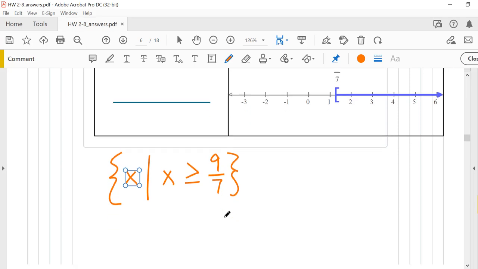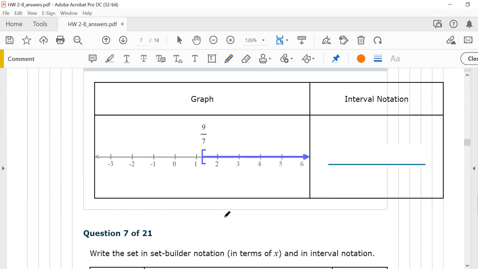In interval notation, notice that this is a bracket, so I'm going to start on the left with a bracket at 9/7, comma, and I want to go way out here to infinity. Infinity and negative infinity always have a parenthesis.